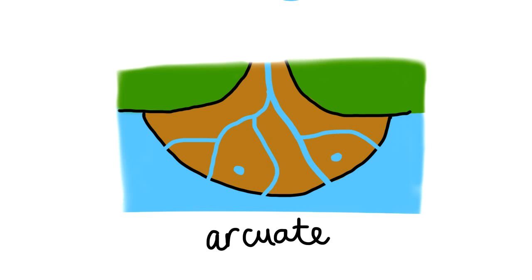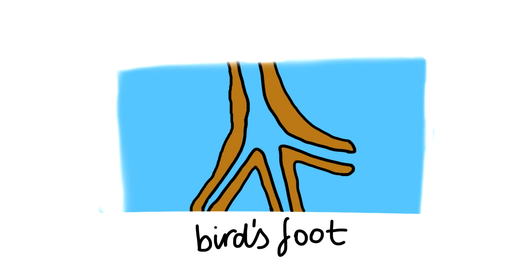Arcuate deltas have a curved shoreline, which forms when a river meets a sea with alternating current directions. An example of this would be the Nile Delta in Egypt. A bird's foot delta contains fingers of deposition that build out into the sea. These extend reasonably far into the water and form when the river's current is stronger than the sea's waves. An example of this would be the Mississippi Delta.